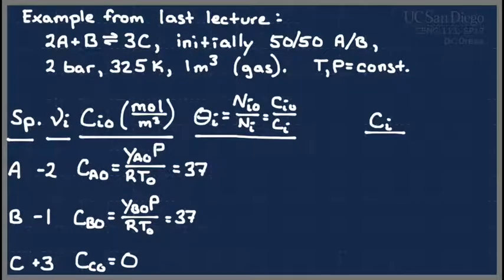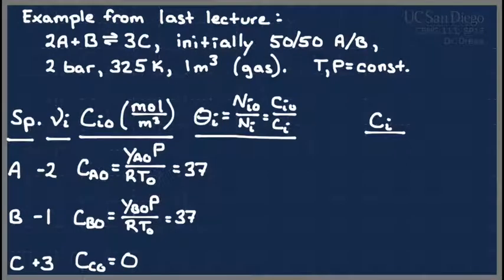Yeah? How do you get it? So in this particular case, we were told that there's a 50-50 mixture of A and B. So the mole fraction of A is 0.5 and the mole fraction of B is 0.5 initially. So YA equal to 0.5. Correct. Well, YA0, the initial concentration.